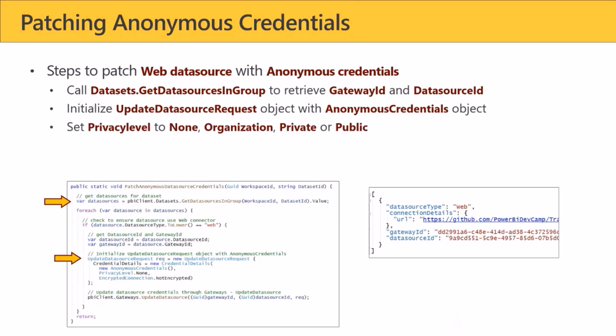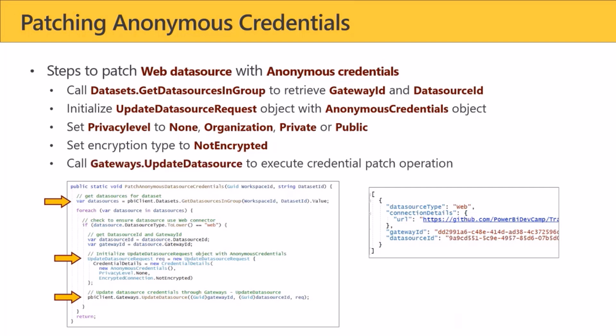Now, you can set the privacy level of the connection to none, organization, private, or public. That's going to be the same for all the examples we see. And then we're going to set the encryption type to not encrypted. The short story is we're not going to use encryption until we start using credentials with the on-premises data gateway. Okay, we'll see that in the very last section. And then finally, we call Gateways.UpdateDatasource.